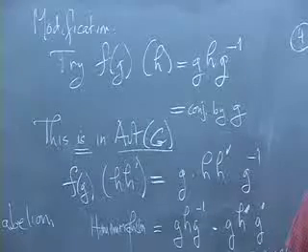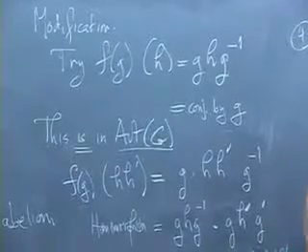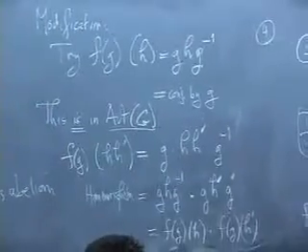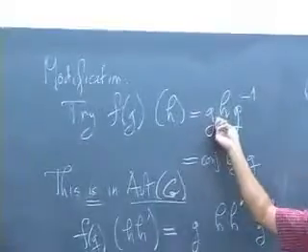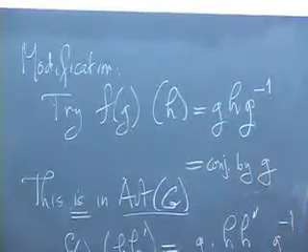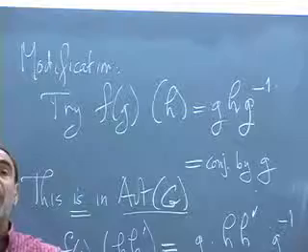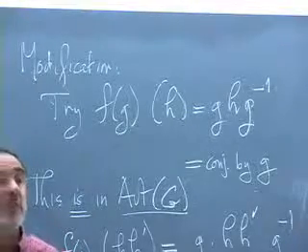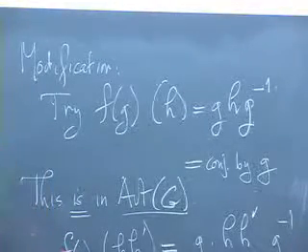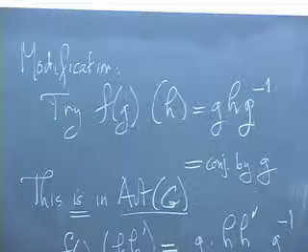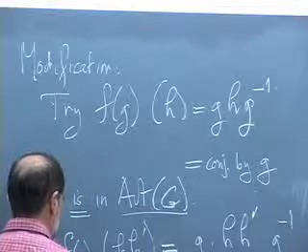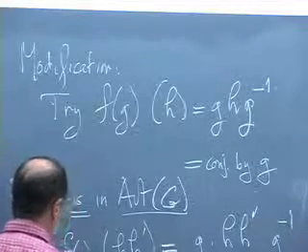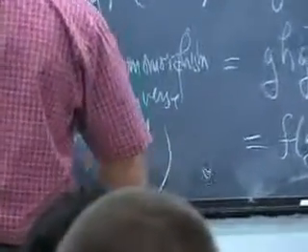Alternatively, you can exhibit an inverse. Very good. Namely, if we're able to show that there's a way to get back to H from this element, what would be the inverse of this? Conjugation by G inverse, right. Very good. That would be an even better way to do it. It's a homomorphism with inverse, and the inverse is conjugation by G inverse.